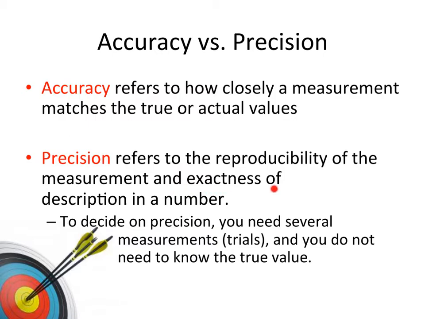We can also talk about precision in terms of exactness, in terms of a number description. So this allows you to say, for example, when you're talking about a decimal, if you have 2.132, that's a certain level of precision because you have significant figures over here. Now, if you're not familiar with significant figures, stay tuned. We'll be talking about it in a second.